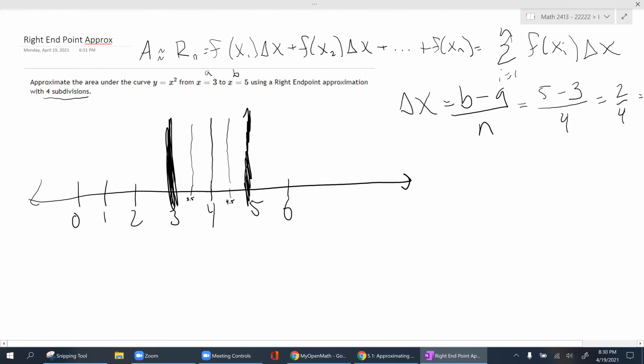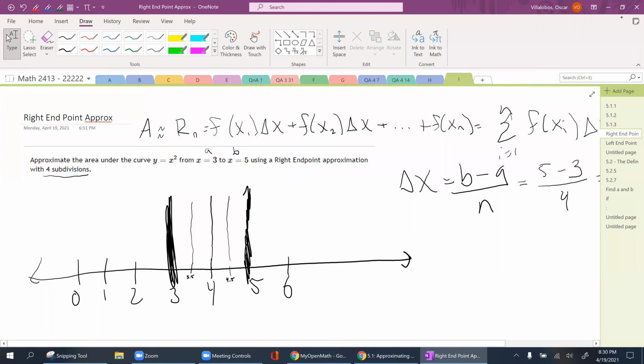Since we're using right endpoint approximations, you're going to look at your closed area, start at the far right, and count your walls. I'm going to start at the very right because I'm doing right endpoint. So I'm going to include this point 5, this point 4.5, this point 4, and this point 3.5.